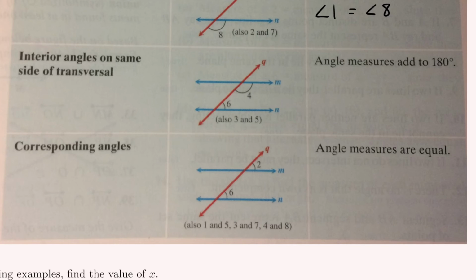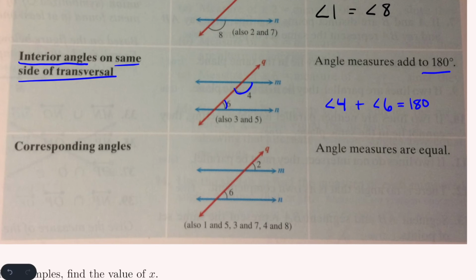Now interior angles, so remember the phrase interior is the idea of inside the parallel lines. Interior angles on the same side of the transversal, so they're not alternate, they're on the same side, so they're interior but on the same side. They are not equal, but they do add to be 180. So angle 4 plus angle 6 is equal to 180 degrees.